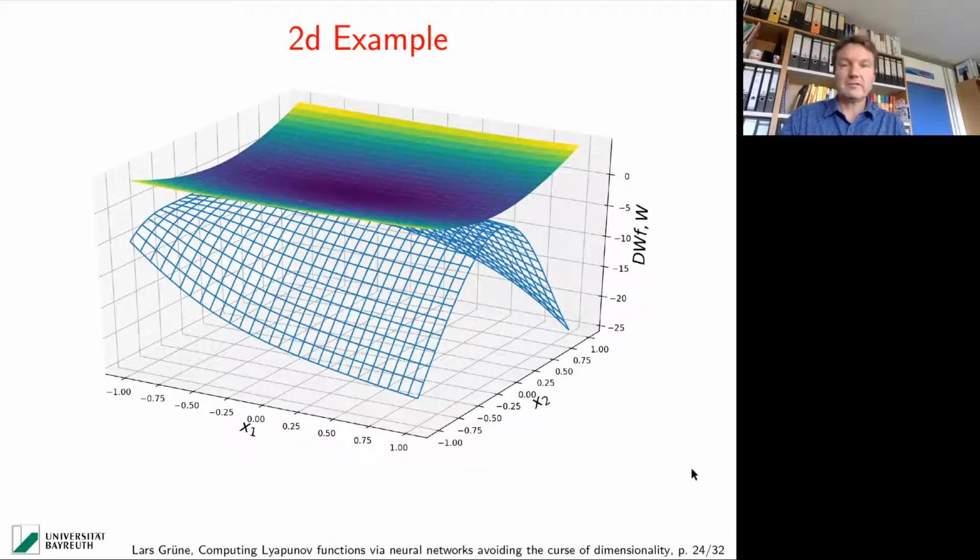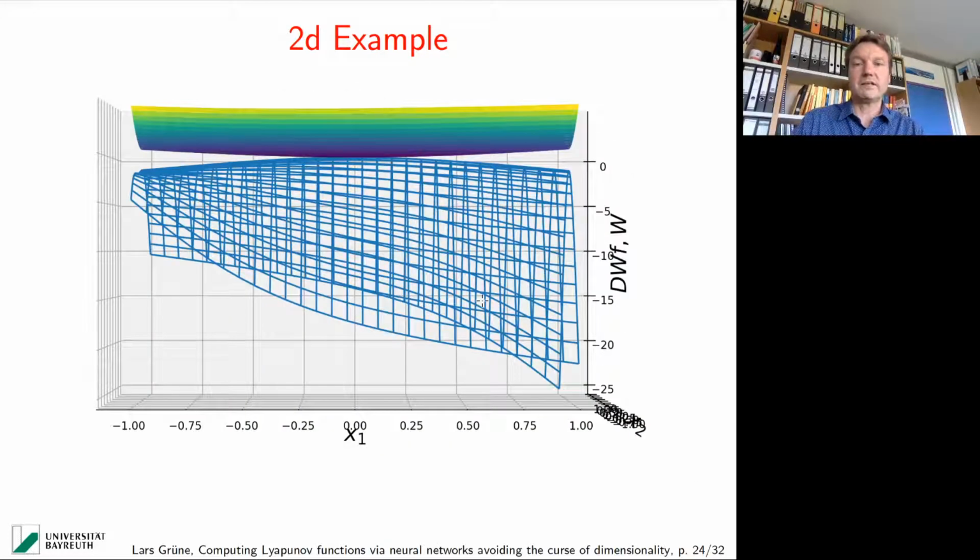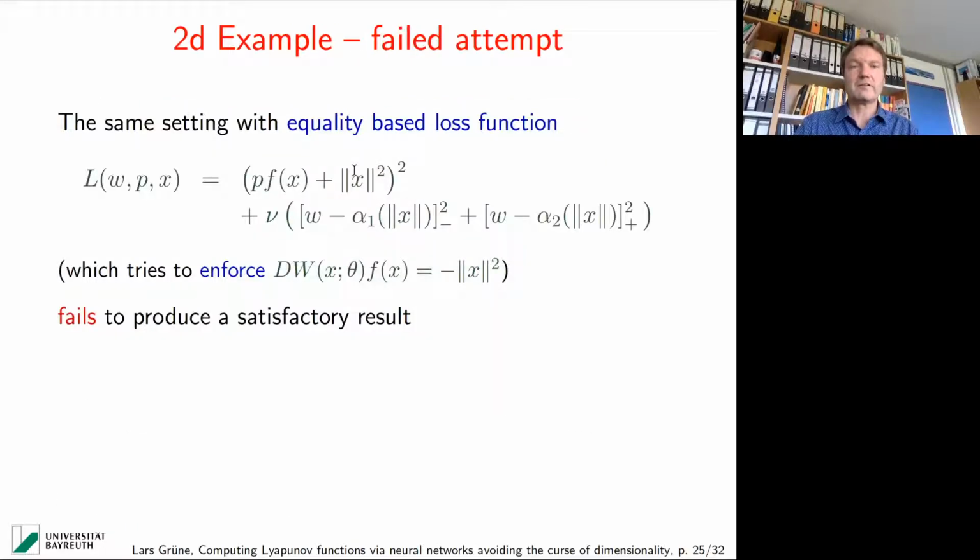This is what we get. This is the function we see. And if I turn around the picture a little bit, you see that this is the function itself. It's nicely positive definite, and it's 0 at 0. And this wireframe here is the orbital derivative, which is, as it should be, negative except in the origin. Well, there may be a little bit of violation here in the neighborhood of the origin, which is not easy to see in this picture, but at least numerically it's fine, except maybe in a small neighborhood here. Computation time was 48 seconds.